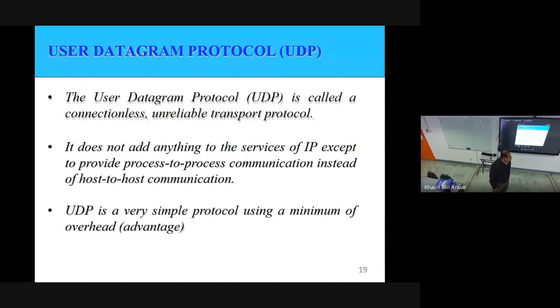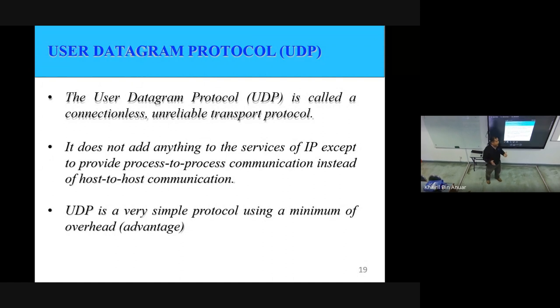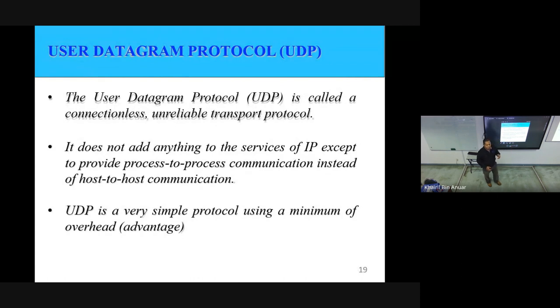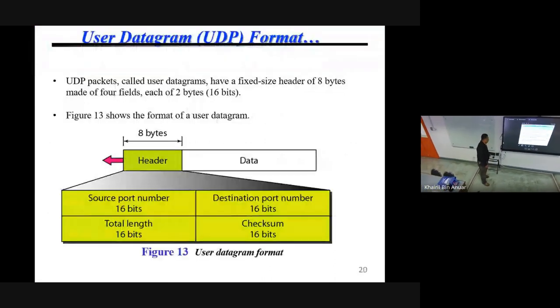Then, in depth about UDP itself. The User Datagram Protocol is called a connectionless and unreliable transport protocol. These two definitions combined together mean that you don't need to have a prior connection before you communicate or transfer data with the receiver, and it is really unreliable. It does not add anything to the service of IP except to provide process-to-process communication instead of host-to-host communication. So it doesn't give you any advantage in sending; it just wants the data to be transferred between sender and receiver. It's considered the simplest protocol compared to TCP, very simple and using minimum overhead. That would be the advantage of your UDP.